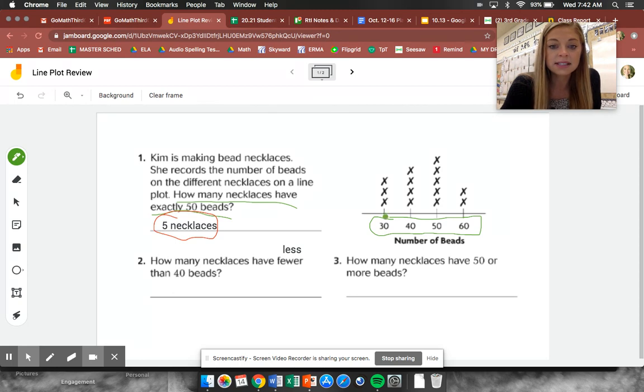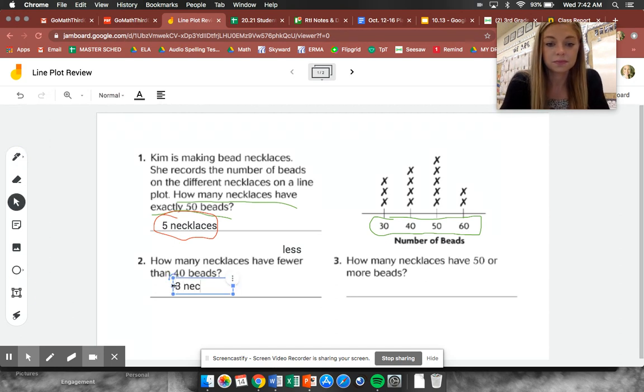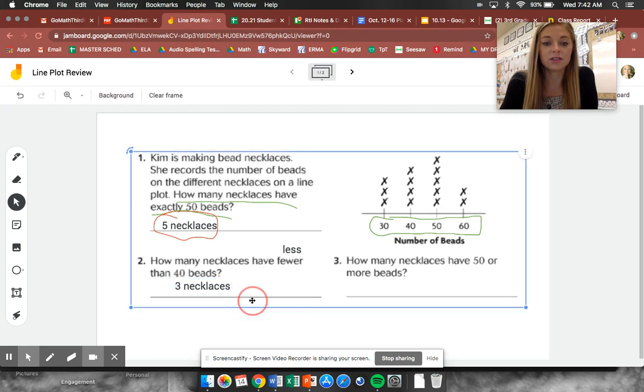So that means that we just have to count how many necklaces have 30 beads, because 30 is less than 40. So it's 1, 2, 3. So only 3 necklaces have less than 40 beads. And that's the answer to that problem.